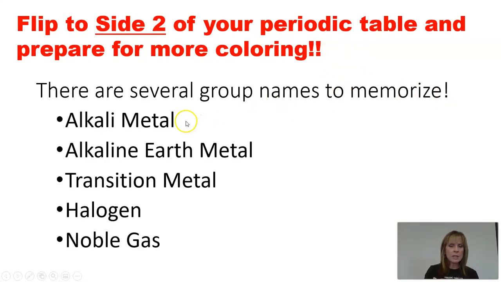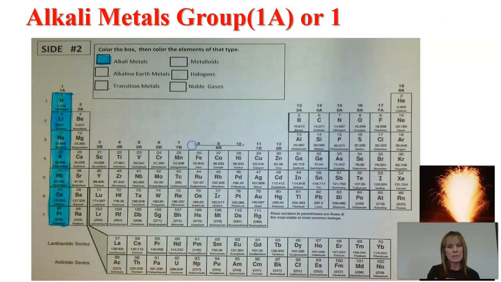The group names that you need to memorize, again, we've got them here: alkali metals, alkaline earth, the transitions, the halogens, and the noble gases. The first group, those are the alkali metals. That's group 1. Group 1 is called the alkali metals, except for hydrogen. Hydrogen shouldn't be colored. I don't know why it is, but it is. But all the rest of them, from lithium on down to francium, those are alkali metals. One of the neat characteristics of alkali metals is that they're very explosive in water. So we have a video on the next slide showing you what happens when you put sodium in water.